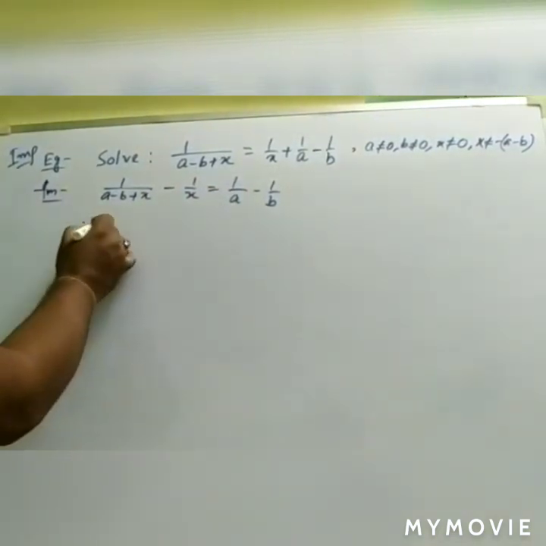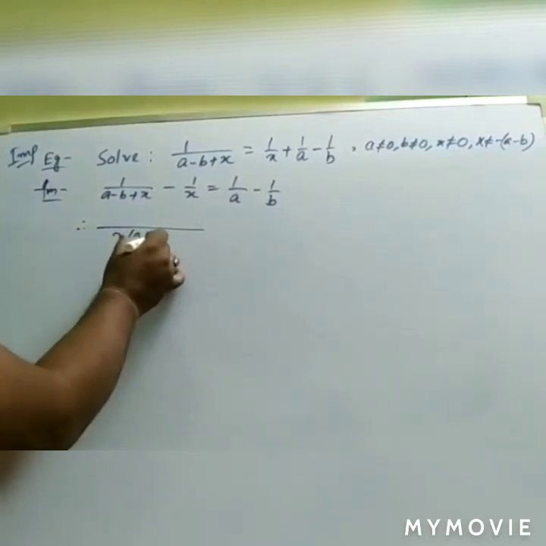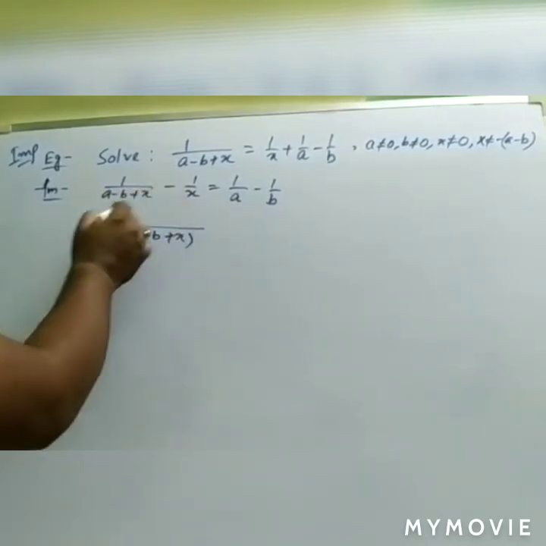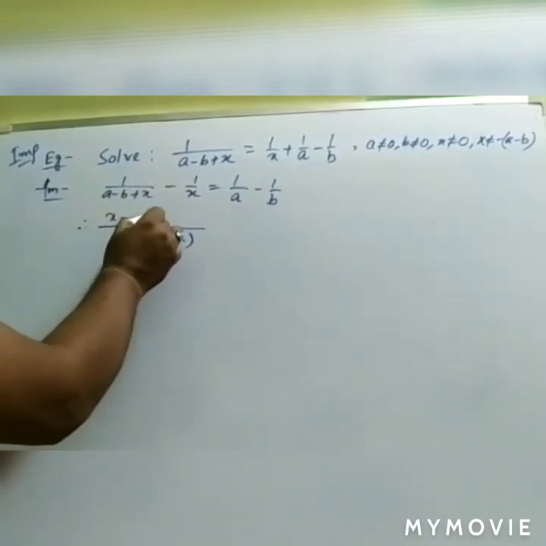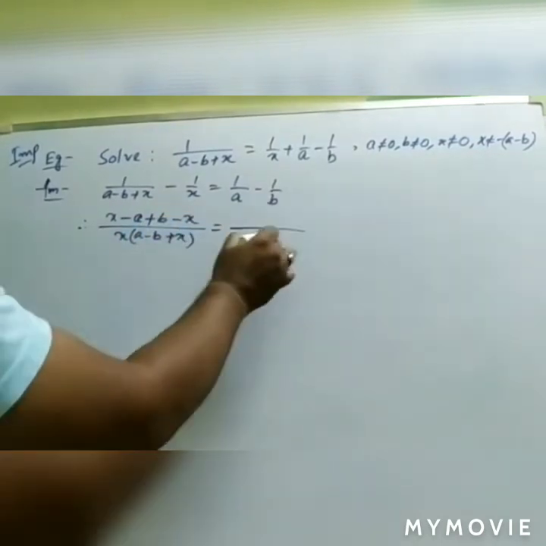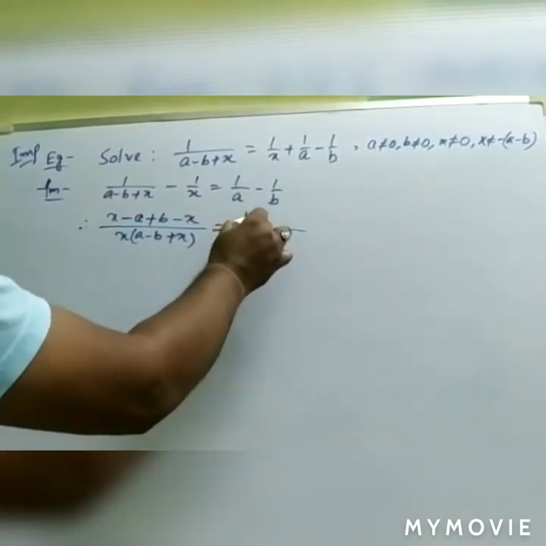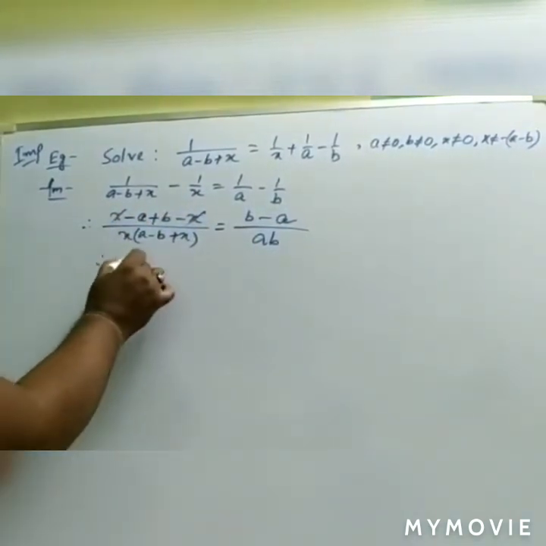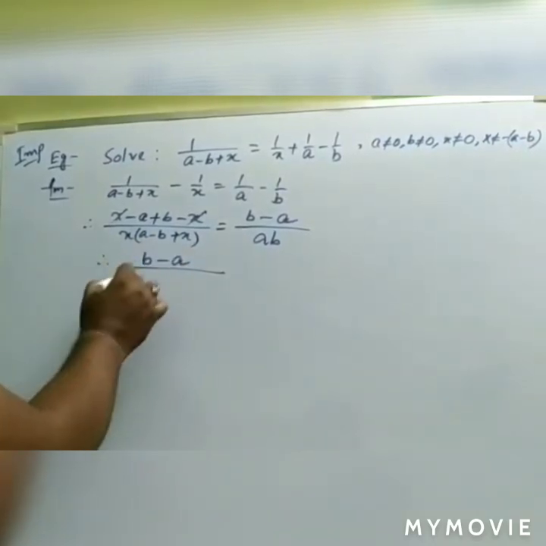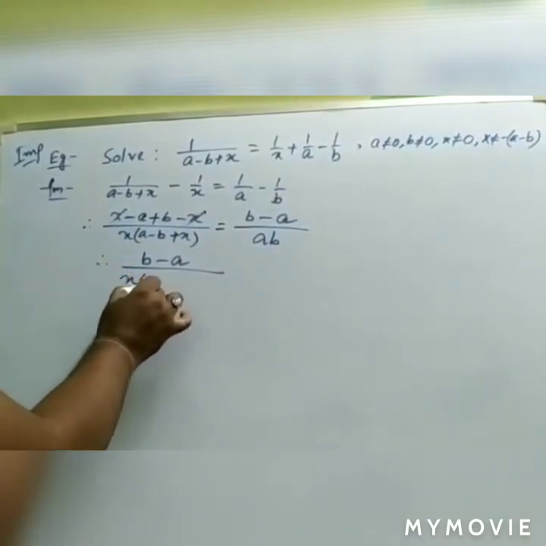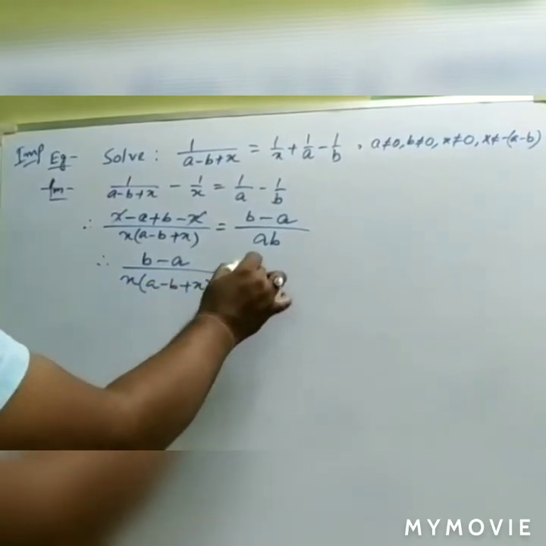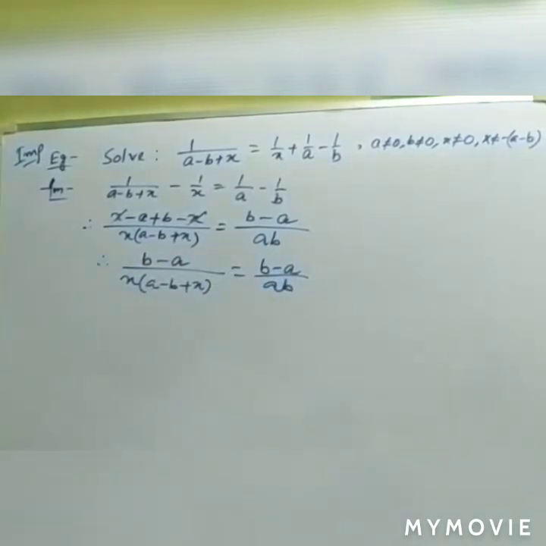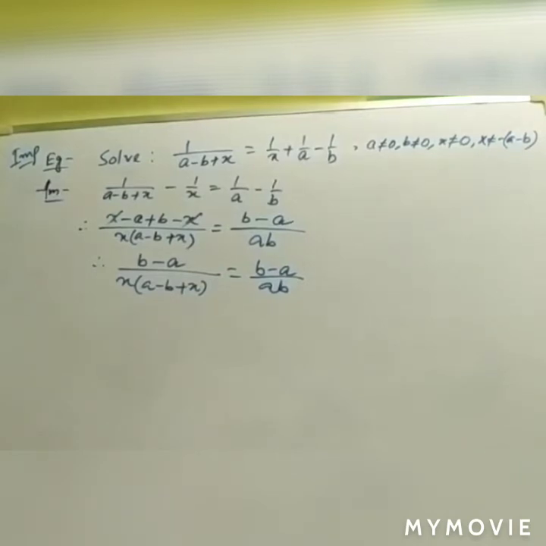Now we will take the LCM of the denominators, x into a minus b plus x, the product will become, and it will become x minus, this will multiply with minus 1, so the sign will change, a plus b minus x. Here ab will be the LCM and it becomes b minus a. Now you can see x cancels. So what remains in the numerator? Numerator becomes b minus a and denominator is x into a minus b plus x equals to, it is the same, b minus a by ab. You can see both the numerators are having b minus a, so it will cancel.